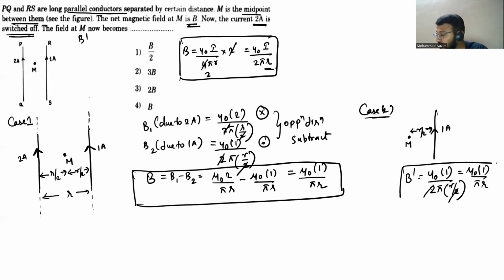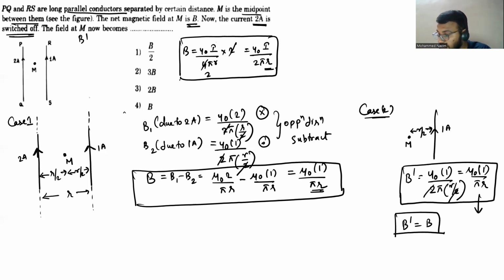As you can see, mu naught 1 by pi R is the same as B. Therefore, B dash also equals B. Therefore, we can tell that B dash becomes equal to B. B dash is equal to how much? B dash is equal to B, and that is nothing but the fourth option.